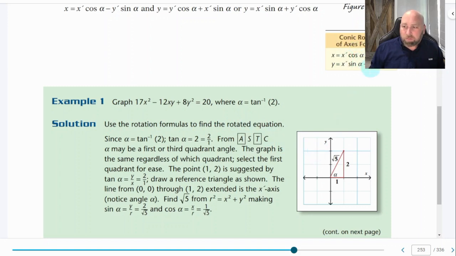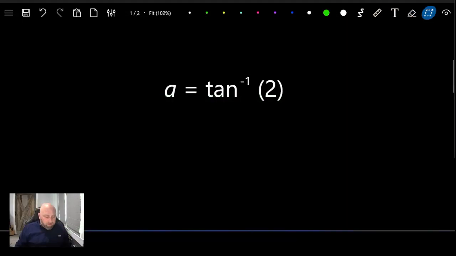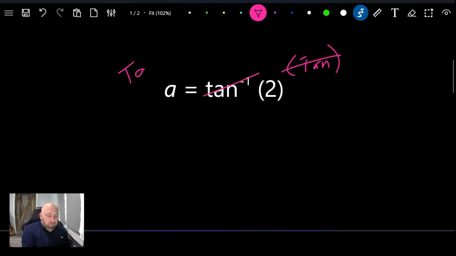Now, here's our rotation formulas. This is somewhat complicated, but let me try to break it down for you. Since alpha equals tangent inverse of 2, and tangent of alpha equals 2, how do you get that? Let's skip over here to my screen. If I take tangent inverse, since this is an inverse, if I multiply both sides by tangent, that's going to cancel that, and I get tangent of alpha equals 2.